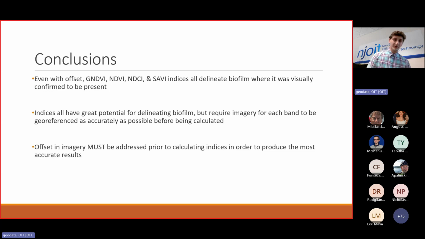So to conclude, the indices we tested, particularly GNDVI, NDVI, NDCI, and SAVI, were all good at delineating biofilm where we expected it to do so. However, with the offset between the imagery for each band, that needs to be corrected for, both by us moving forward and anyone who's doing this kind of work.